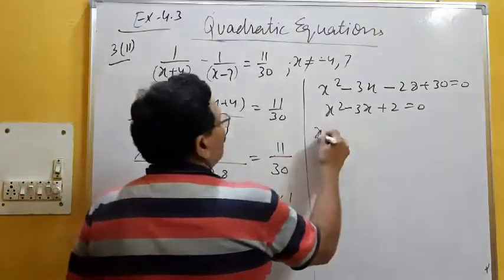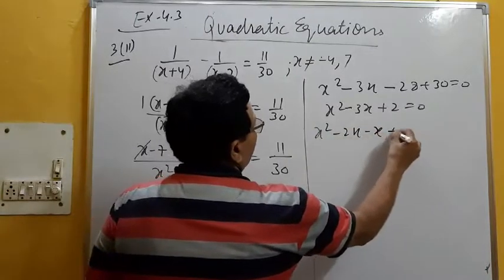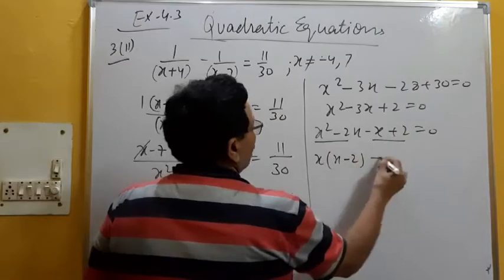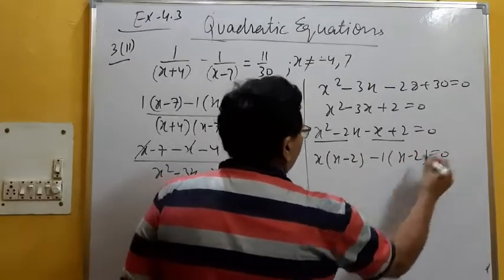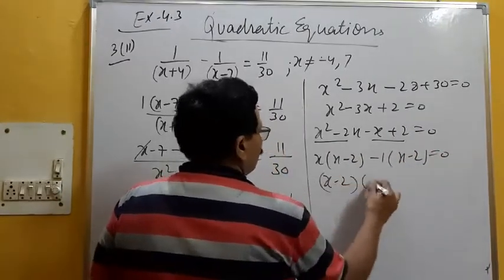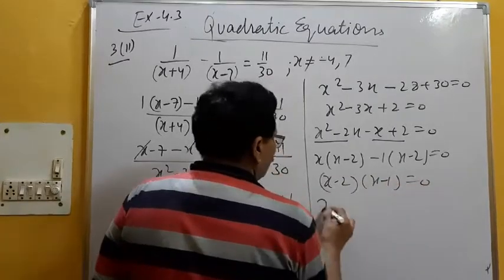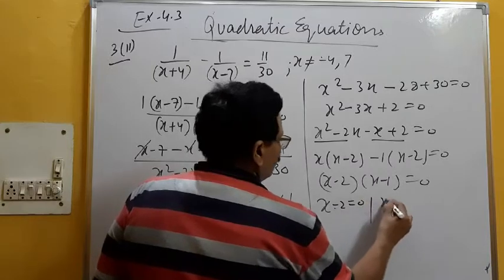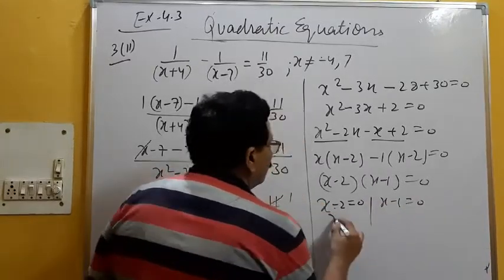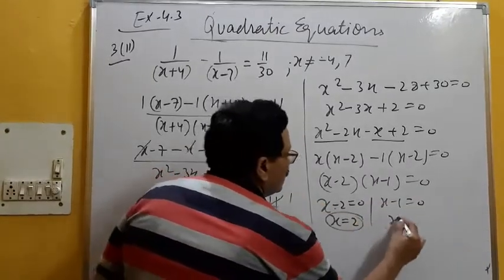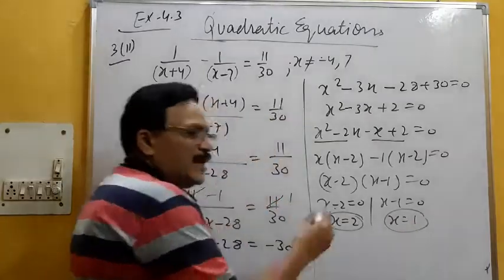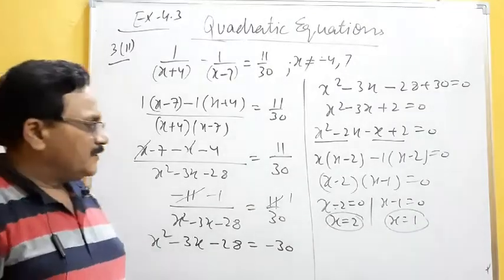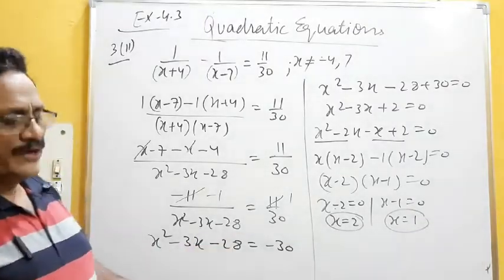You can write it as x² − 2x − x + 2 = 0. Here you can take x common: x(x − 2) − 1(x − 2) = 0, so (x − 2)(x − 1) = 0. x − 2 = 0 and x − 1 = 0. You get x = 2 and x = 1, and 1 and 2 are the solutions of the equation.